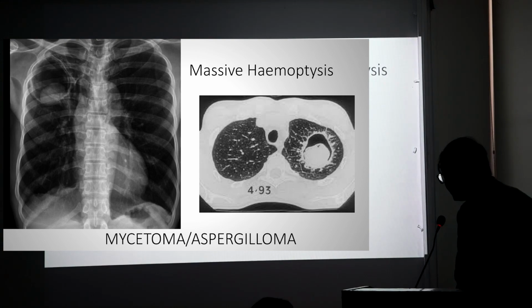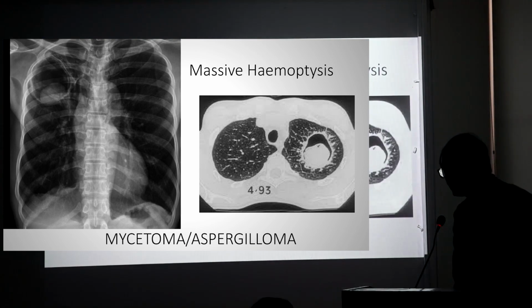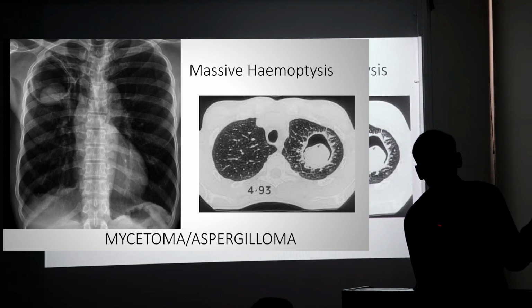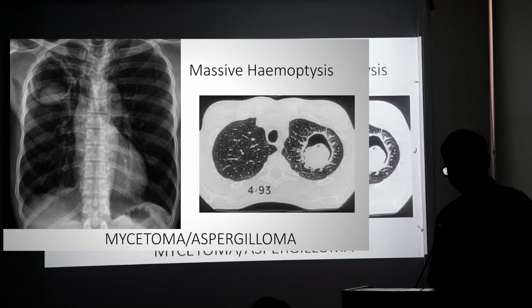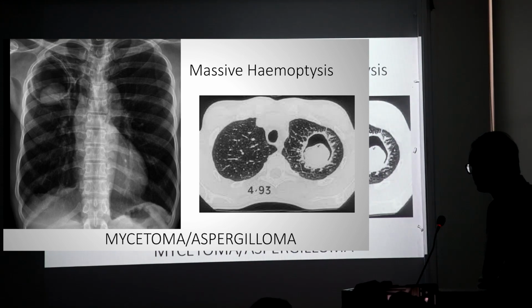Anyone? No? This is a rounded opacity and something lying inside. Two different cases, one X-ray, one CT, same thing. Yeah, fungal ball. So it could either be mycetoma or aspergilloma. If the etiology is aspergillus, it is called aspergilloma. So there is this sign called the air crescent sign.